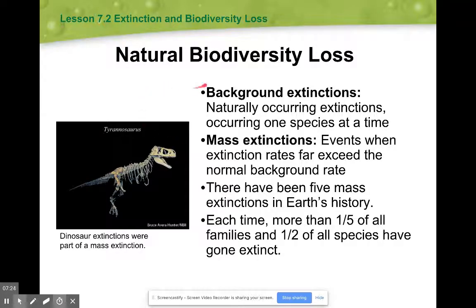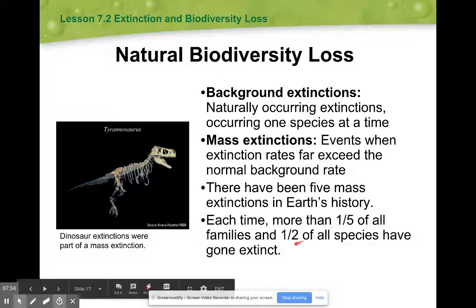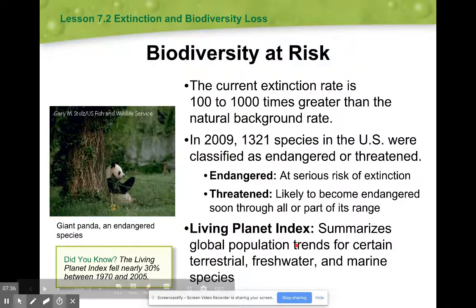And again, we have this background extinction. There's organisms that are going to go extinct. That happens naturally, and it's happened in Earth's past. Mass extinction is when we lose a lot of organisms all at once. So what's at risk here? We know we can't put an exact number on it, but remember our natural background extinction rate, it occurs about 1 species at a time. Right now we're either 100 to 1,000 times greater.